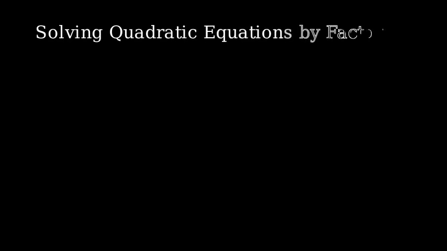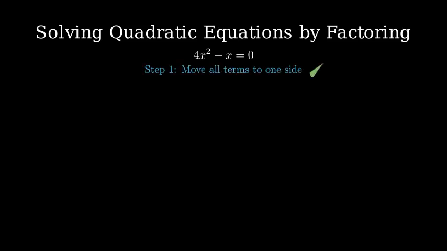Welcome. Today we'll solve the quadratic equation for x squared minus x equals 0 using factoring. Let's start by writing out our equation. The first step when factoring is to get all terms on one side of the equation with 0 on the other side. In this case, that's already done for us.